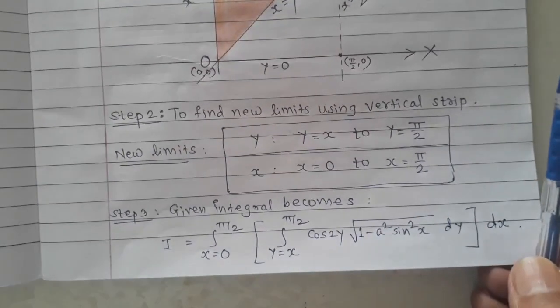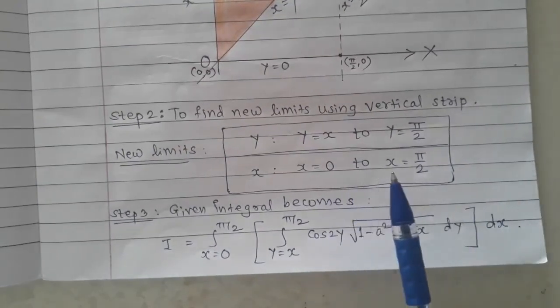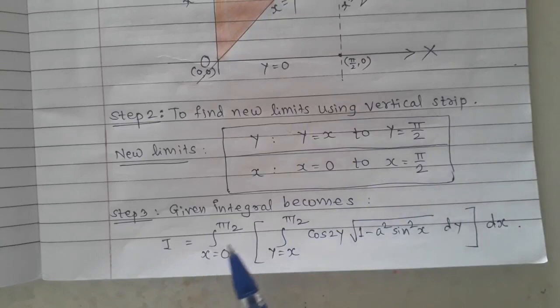Overall limits are here. Step 3 is that when we apply these new limits to the integral, I becomes equal to x from 0 to pi by 2. Constant limits are outside, dx outside, then y from x to pi by 2, cos of 2y root of 1 minus a square sin square x dy.